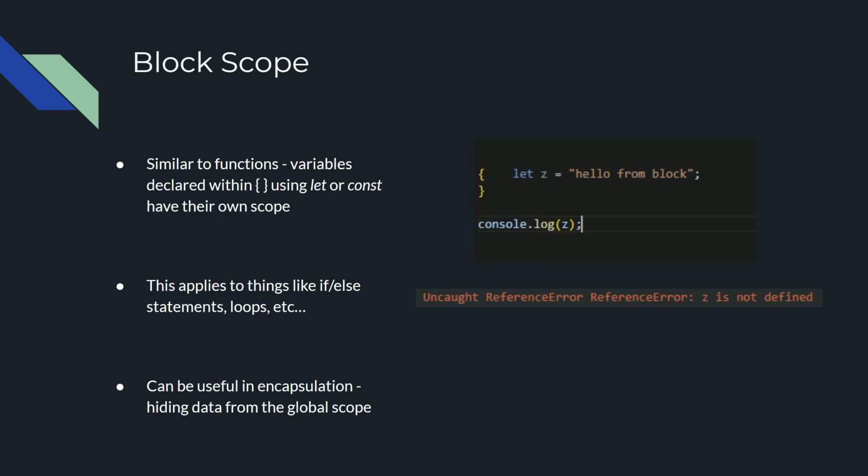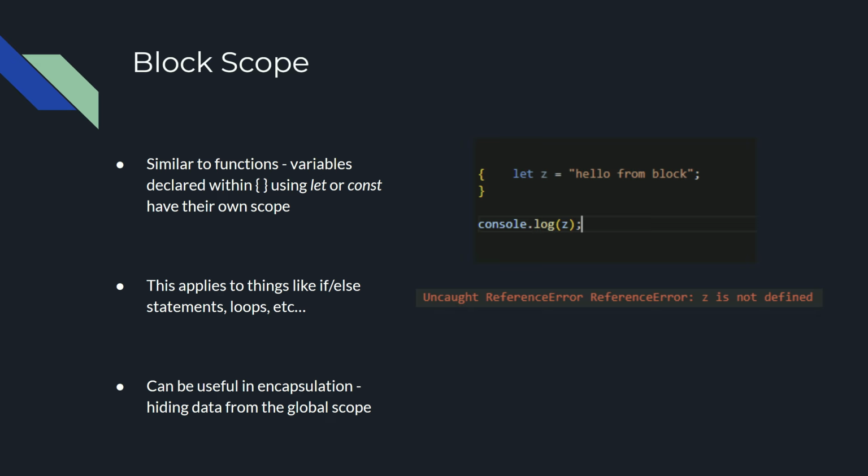The next thing we have is block scope, and it's basically kind of similar to functions. It's variables that are declared within these curly braces using let or const specifically. And within that case, those variables have their own scope as well. So it looks pretty similar to the previous example when we're looking at function scope.